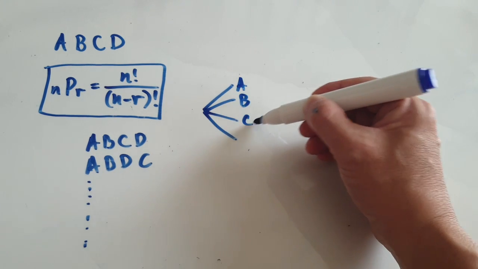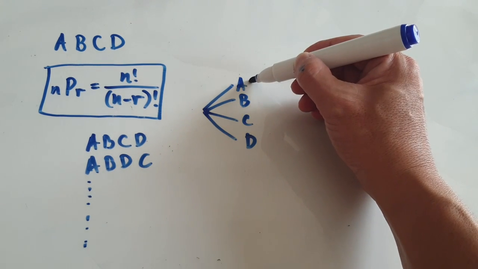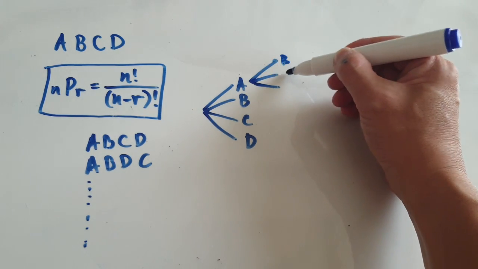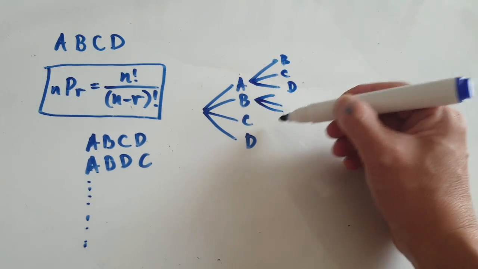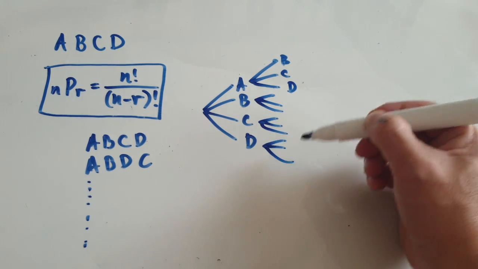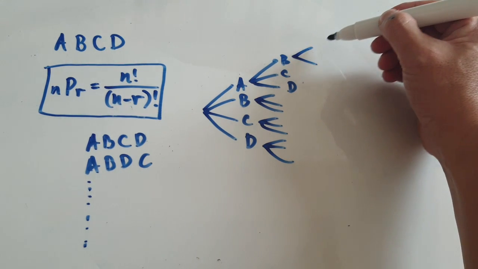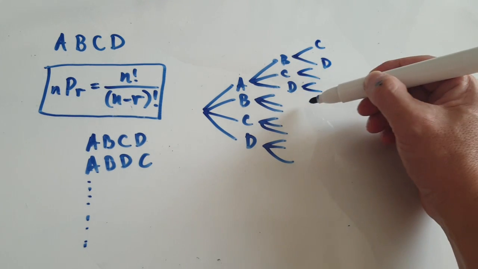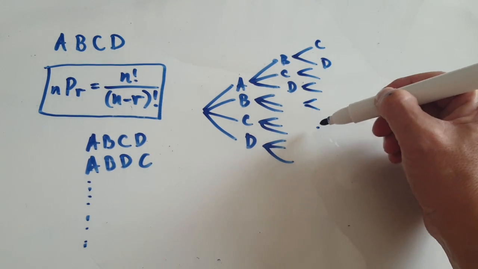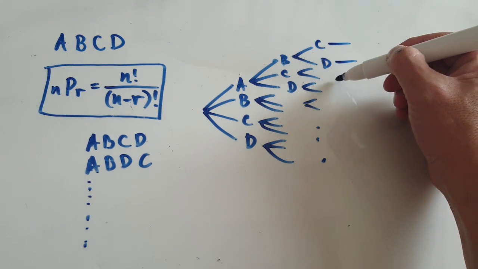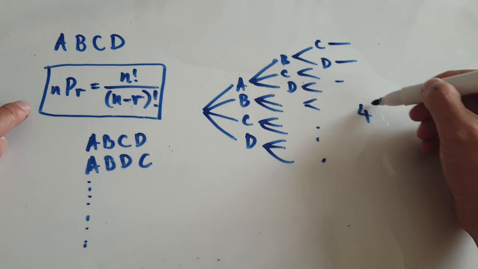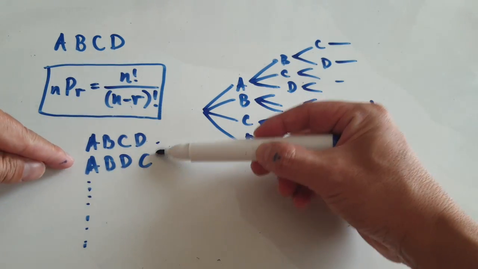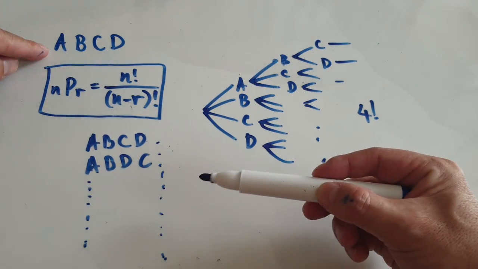A, B, C, D, and then for each branch there will be 3. So that would be B, C, D. And then there will be 3, there will be 3, there will be 3. And then for each one here, you have 2. So this could be C, D, and then for each one there will be 2 and so on. Then there's 1, and so on. So when you do 4 factorial, you're looking at all the possible branches, listing all the possible arrangements for 4 letters.